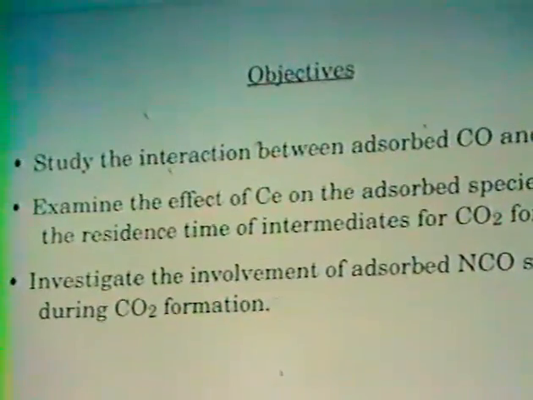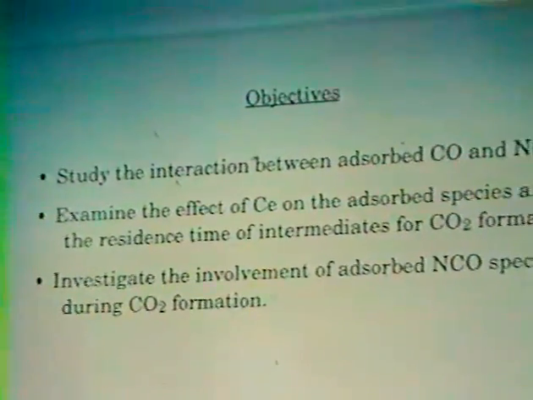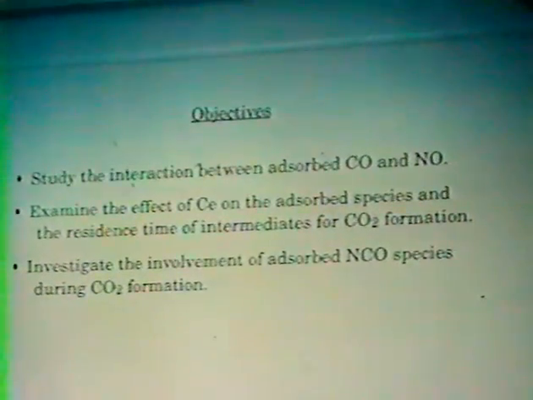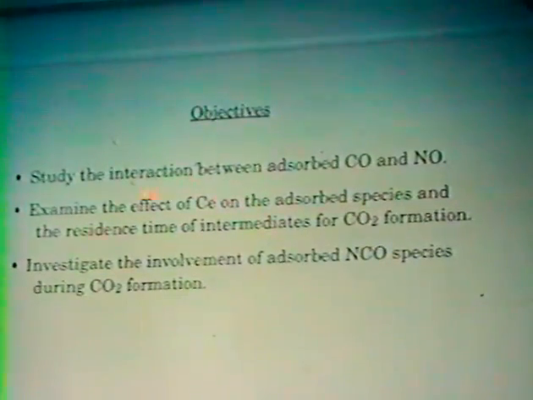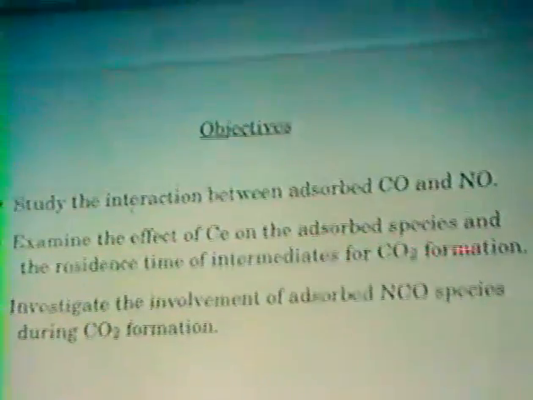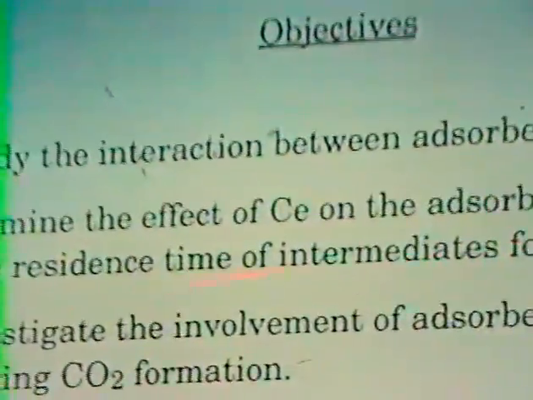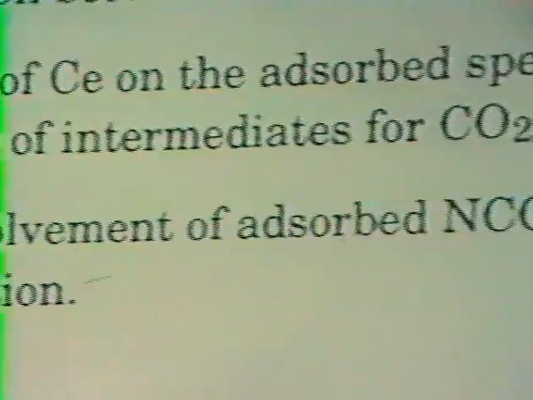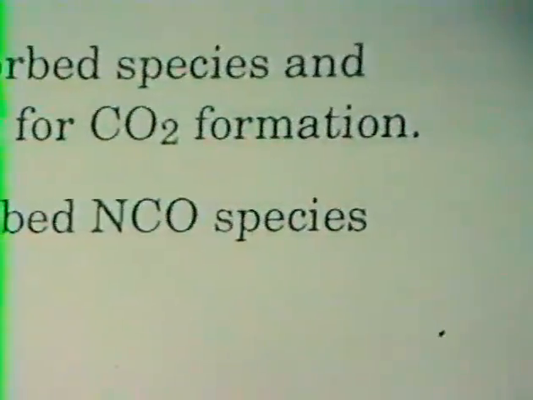The objective of this study is to investigate the interaction between the adsorbed NO and CO species, examine the effect of cesium on these adsorbed species, and also how cesium affects the residence time of the intermediate leading to CO2. We also would like to use the infrared technique to study the role of NCO during the formation of CO2.